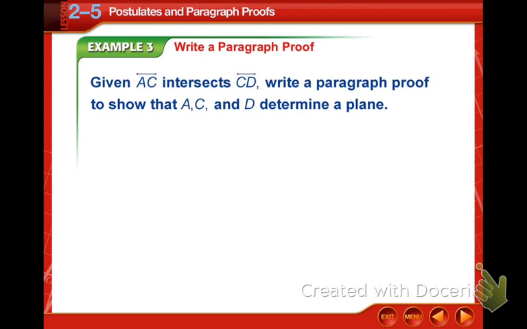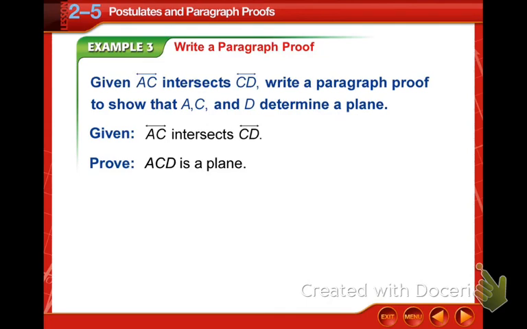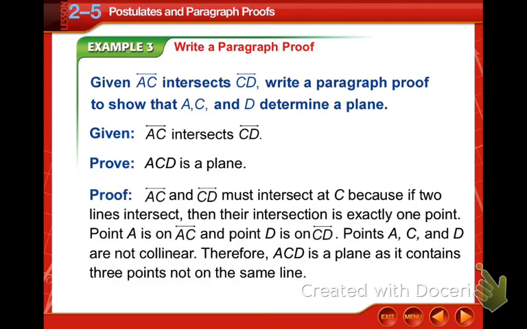And we are not going to actually do this. I'm just going to step you through. So given AC intersects CD, we're going to write a paragraph proof to show that A, C, and D determine a plane. So we know they intersect, which means they're not parallel lines. So there's our given info. We write down what we're trying to prove. And there's our paragraph proof.